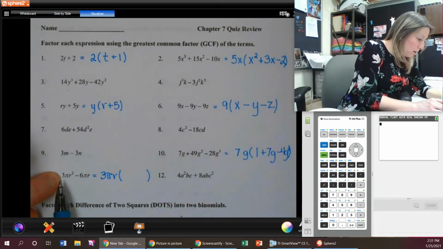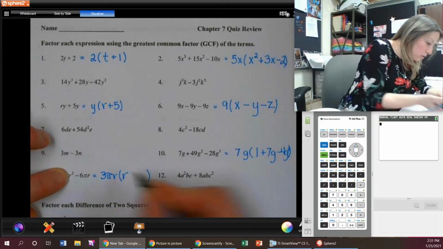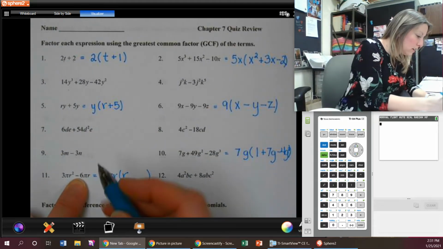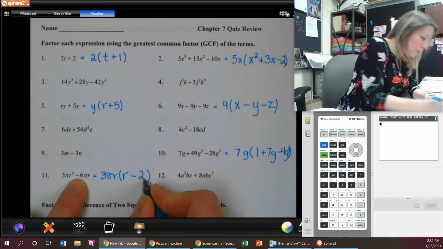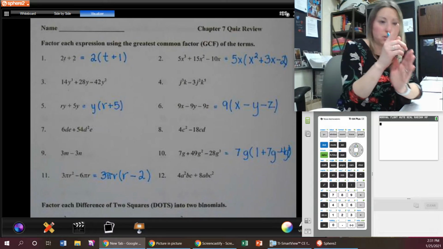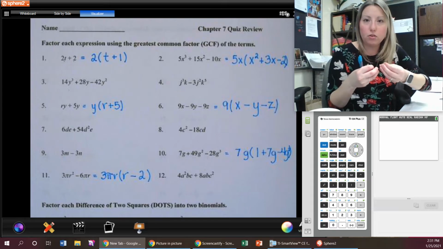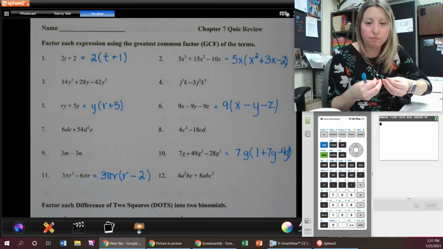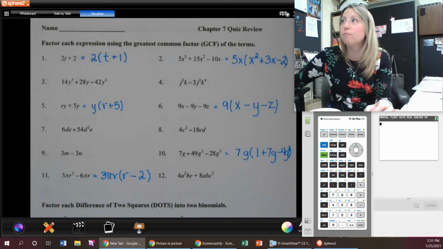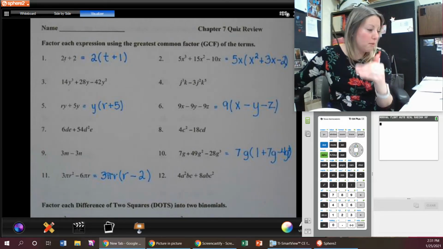3 cancels out to a 1. Pi's divide and cancel out to a 1. r squared divided by r, just a 1r remains. Negative 6 divided by 3 is negative 2. The pi's cancel out to a 1. The r's cancel out to a 1. 1 times negative 2. I just write down that negative 2 because it's kind of absorbed the ones from the canceling.